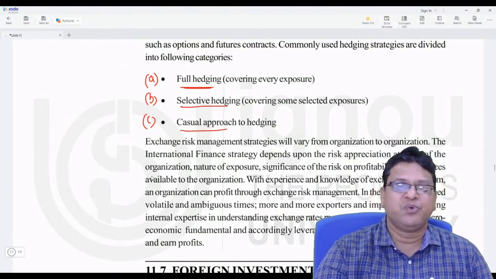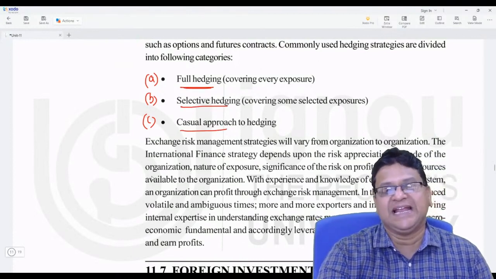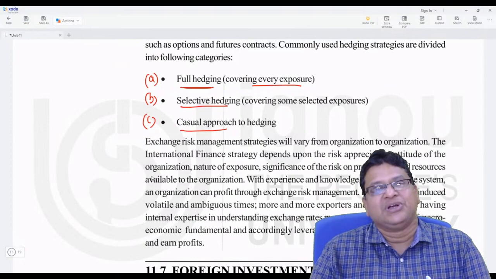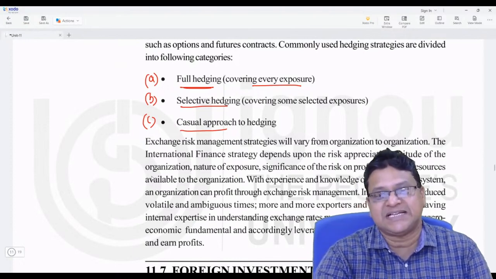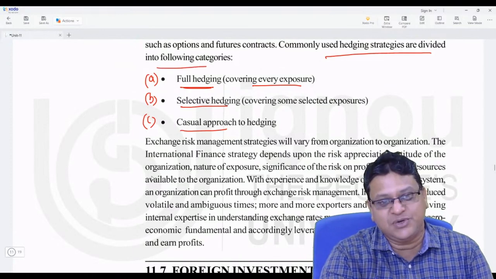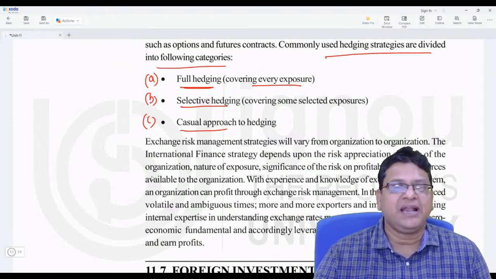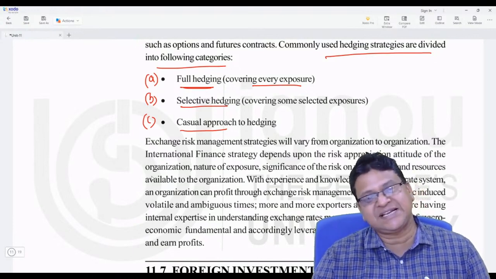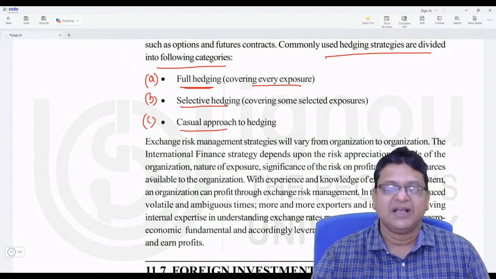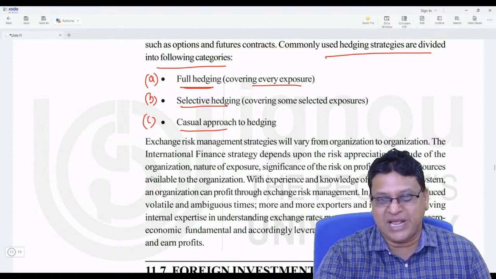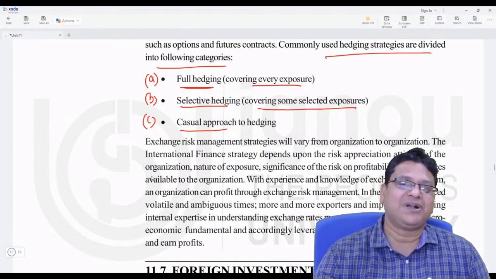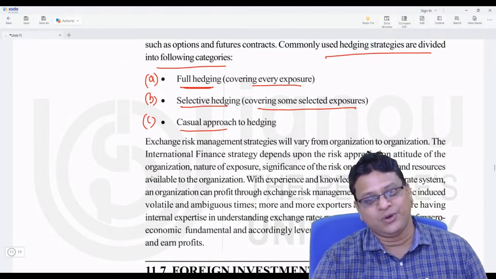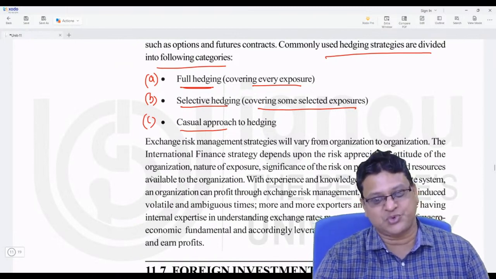What is full hedging? Full hedging means covering the entire exposure. If you hedge your total currency exposure, that is known as a full hedging strategy. Full hedging, total hedging of your currency risk, is known as full hedging. What is selective hedging? You hedge some risk, you do not hedge some risk. That is known as selective hedging. What is casual hedging? You sometimes hedge, you sometimes do not hedge. There is no rule for hedging. That is the casual approach to hedging.